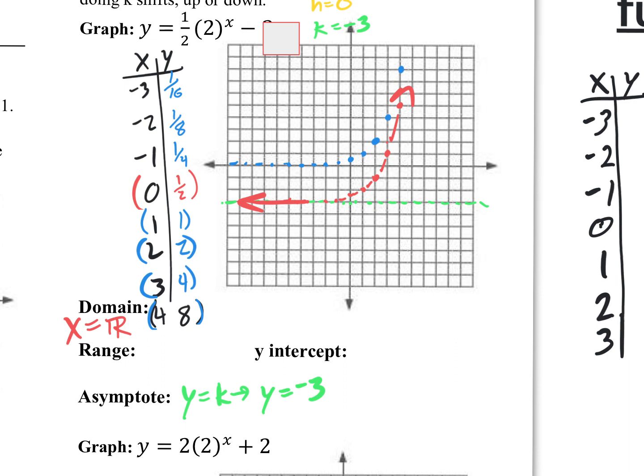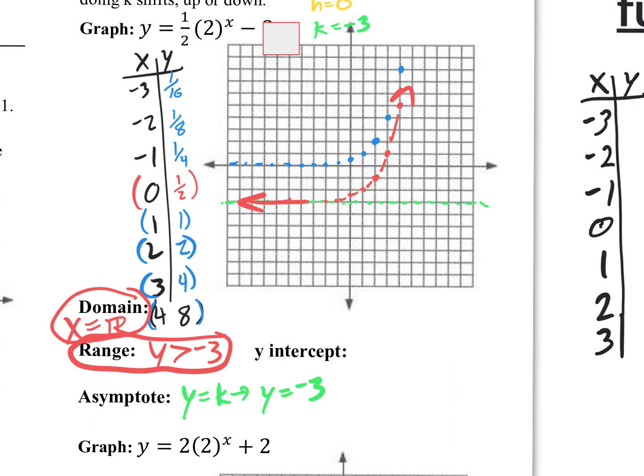Negative 3. So how do you say mathematically that your Y values are above negative 3 for your range? Your Y values are greater than negative 3. So that's your range right there. So the domain is X equals all real numbers. The range is Y is greater than negative 3. Y is greater than your asymptote value. Y is greater than your K value.